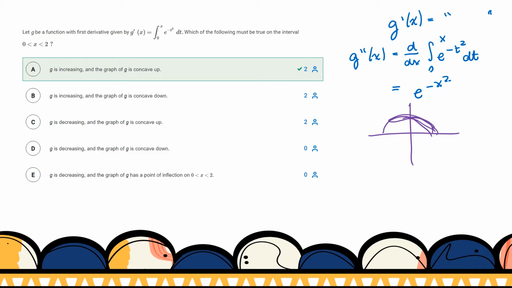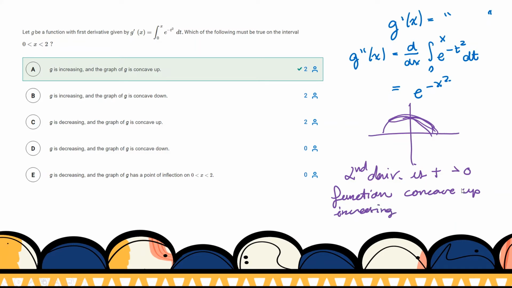Note that when your second derivative is positive, or greater than 0, your function is concave up, which means that it's increasing. It's not possible for a function to be concave up and decreasing or vice versa. So that means if g is increasing, we can already eliminate choices C, D, and E, and the only difference is whether it is concave up or concave down. So the answer choice here is that g is increasing and the graph of g is concave up.